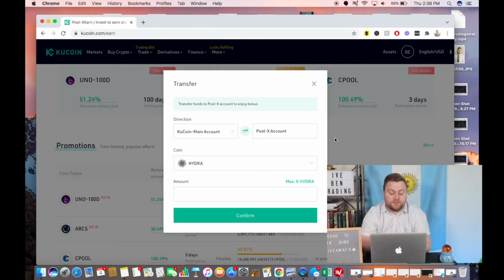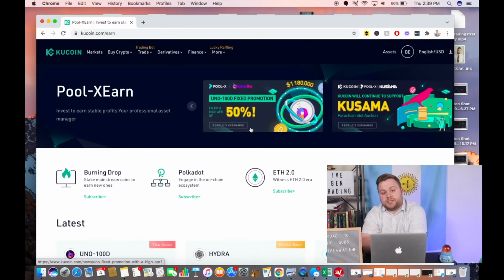There are also different time frames for what you can stake. So it might be 3 days, it might be 7 days, it might be 28 days. So make sure that you read over the terms and conditions when you stake. There are a lot of high APYs like with Hydra and a couple others, so it could be a nice feature for some of you to use. The other thing that I want to discuss is crypto lending.